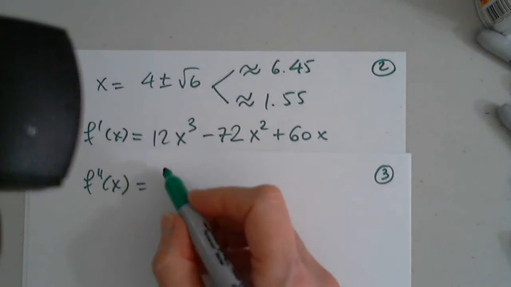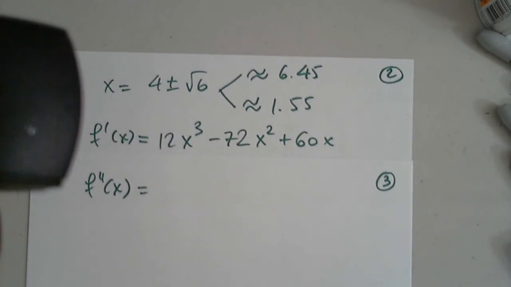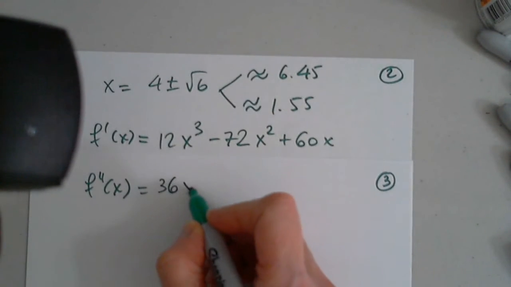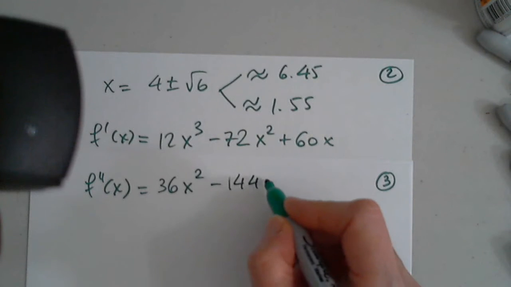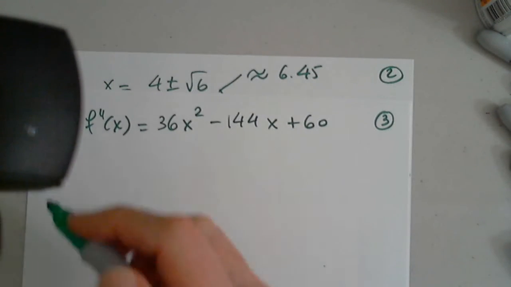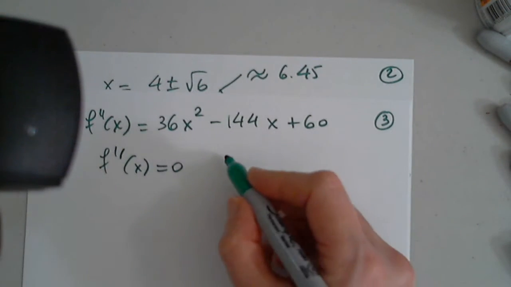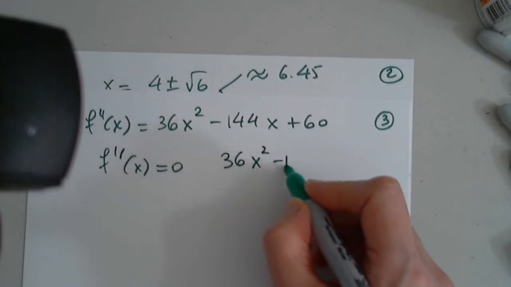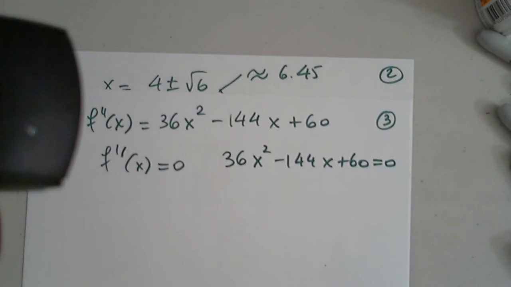The second derivative we have. Can anyone tell us what is the second derivative? Yes. Minus 144x plus 60. I agree. So let's set this equal to 0 because it can never be undefined. So then 36x squared minus 144x plus 60 equals 0.